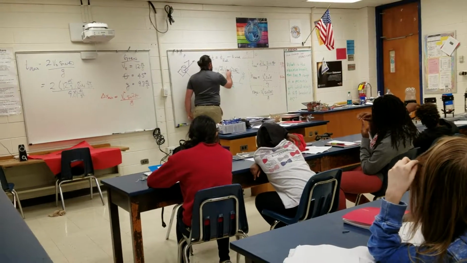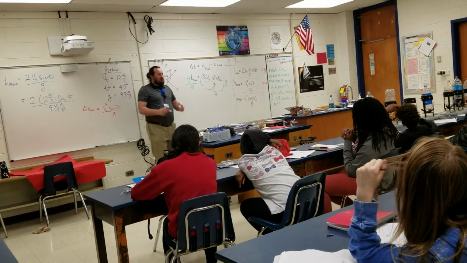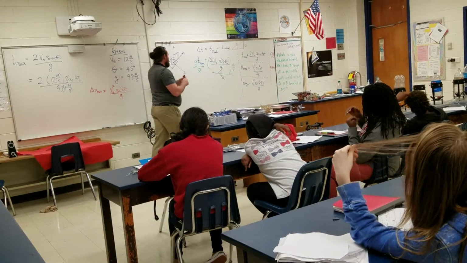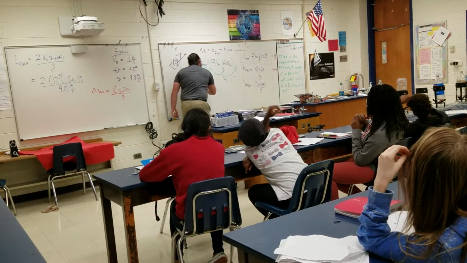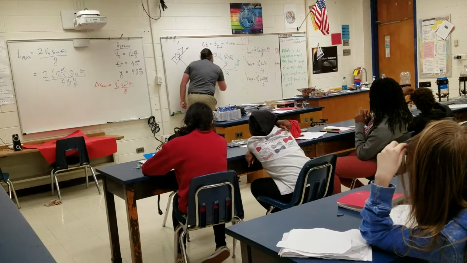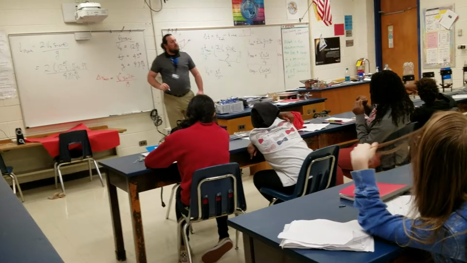So now we've got V naught all by itself. The initial velocity is now isolated. We have a brand new equation that says initial velocity is equal to G T over 2. All right.